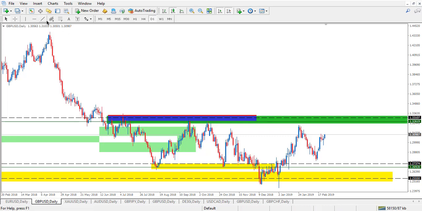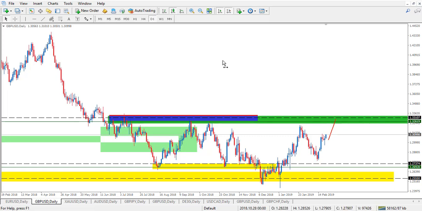So our scenario is something like this: the pair goes up to reach this area. Then as a result of reaching this area, the price might show up some bearish evidence, and this is actually what we need, because if we find some bearish evidence in this area, we can go short, targeting the levels of 1.30, 1.28 during this week.